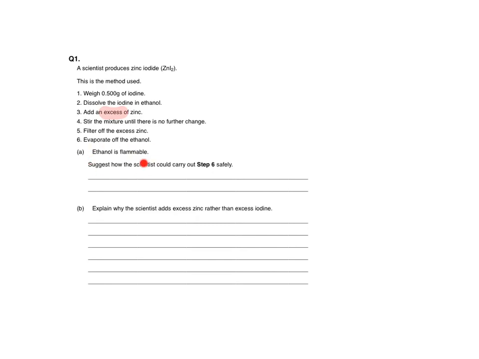So the first thing is that they state the ethanol is flammable, so how could the scientists carry out that last step safely, because it evaporates off the ethanol? You can't use a naked flame, you can't use a Bunsen burner. So instead, what you'd use here is either a water bath, so you'd heat with a water bath, or you could heat with an electric heater. Or you could say here for that 1 mark, allow it to evaporate at room temperature. The ethanol probably would evaporate off at room temperature if you left it for long enough.